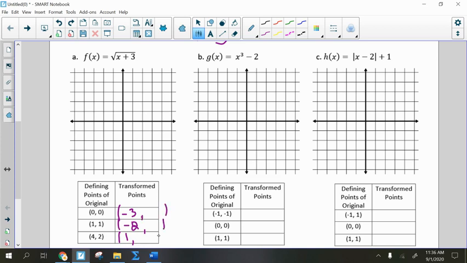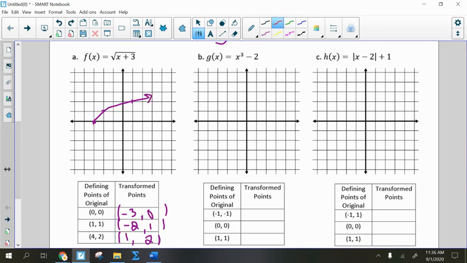Okay. The y's are not moving at all, so the y values stay the same. So I have negative 3, 0, negative 2, 1, positive 1, 2. So there's my square root function.